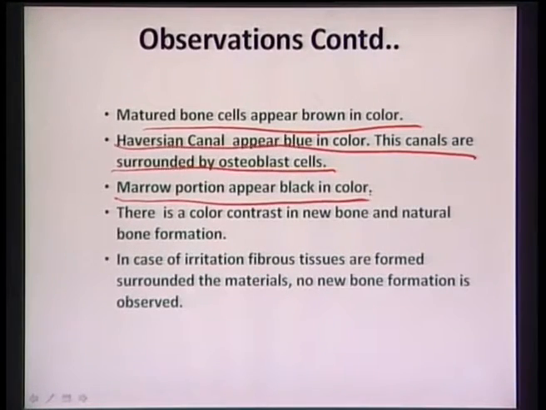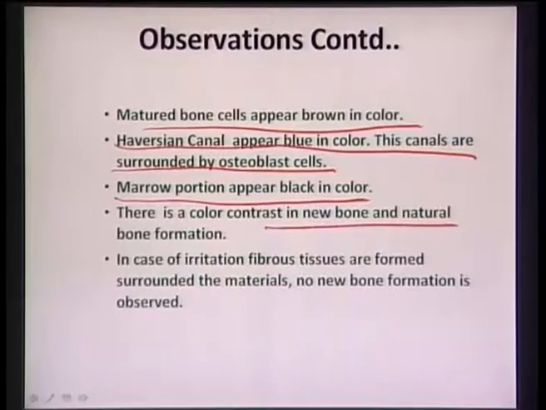Now all this color sequence you have to know, how they will appear in the fluorescent microscope, then only you will be able to identify the different images. And there is a color contrast in the new bone and natural bone formation also. That is important, because that is how you can see whether it's a new bone or natural bone. Natural bone means bone that existed before implantation, and new bone means bone formation that has taken place after you put the implant at the particular animal site.